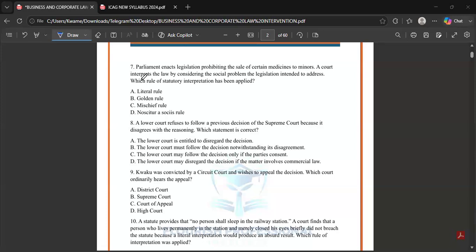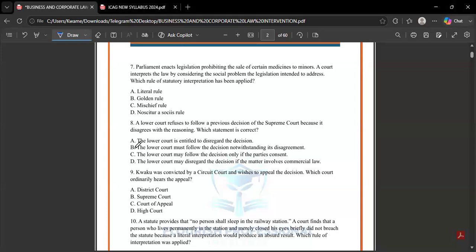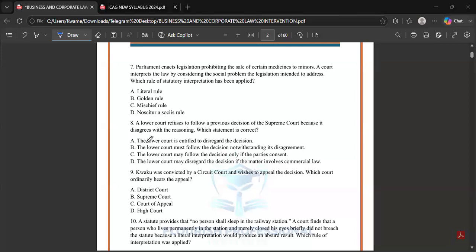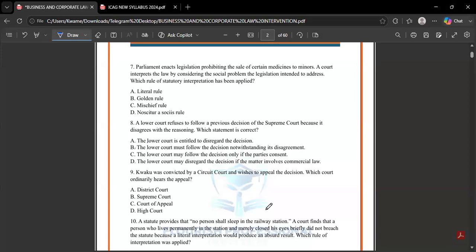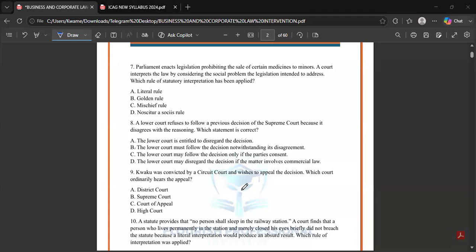Okay. Question 7. Parliament enacts legislation prohibiting the sale of certain medicines to minors. A court interprets the law by considering the social problem the legislation intended to address. Which rule of statutory interpretation has been applied? A. Literal rule. B. Golden rule. C. Mischief rule. D. Flourish.